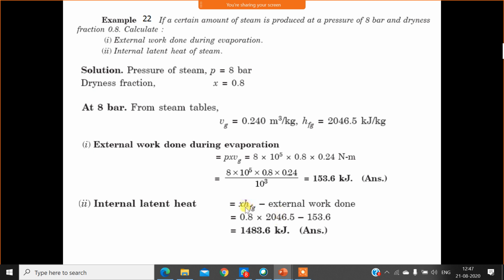Look here, hfg is in kilojoule per kg. That's why we are converting work done into kilojoule. Actually, it will be kilojoule per kg because the specific volume is in meter cube per kg. Therefore, we get Newton meter per kg, which is kilojoule per kg. Then we can subtract kilojoule per kg minus kilojoule per kg. The internal latent heat is 1483.6 kilojoule per kg.